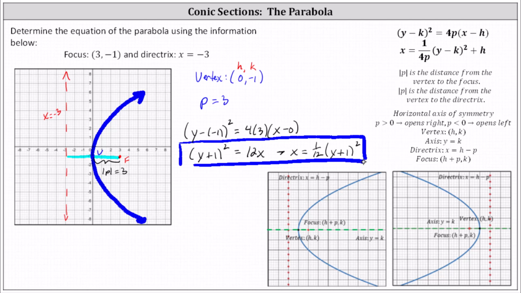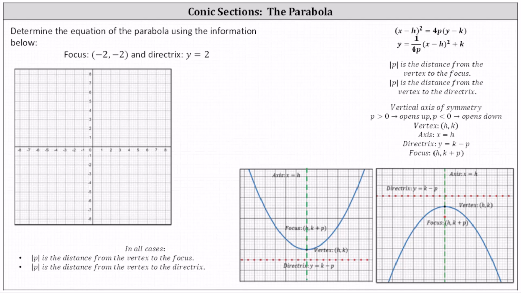Let's look at a second example. For this example, the focus is (-2, -2), and the directrix is the horizontal line y equals 2. Again, let's sketch a segment perpendicular to the directrix to the focus. The midpoint of this segment must be the vertex, which indicates the vertex is (-2, 0).